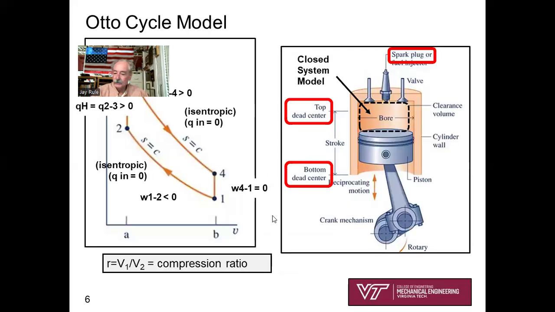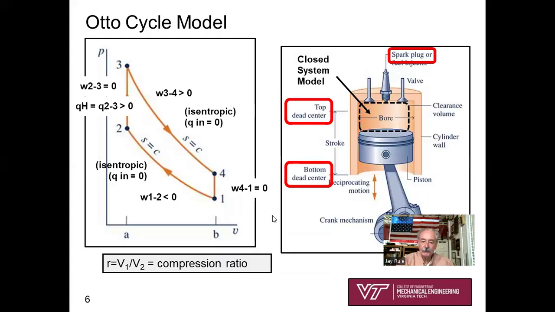So these are screenshots right out of your book. As a reminder, the physical sketch has a closed system model in my dashed line. Here's where our ideal gas air is. We've got a spark plug. We know where top dead center is. We know where bottom dead center is.